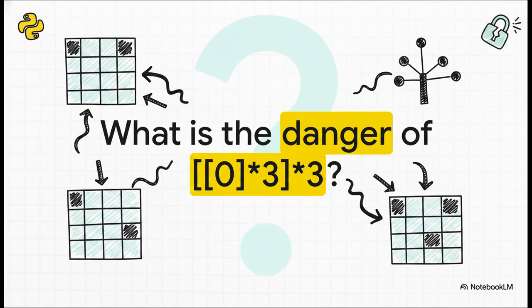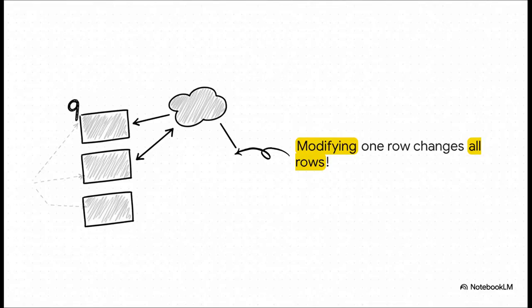I'll give you a second to think about it. Got it? Well, here's the underlying issue. All of those rows are pointing to the exact same list object. Because lists are mutable in Python, when you tell it to multiply that inner list of 3 zeros by 3, it doesn't actually create 3 independent rows. Nope. It just creates 3 references pointing to the exact same location in memory.